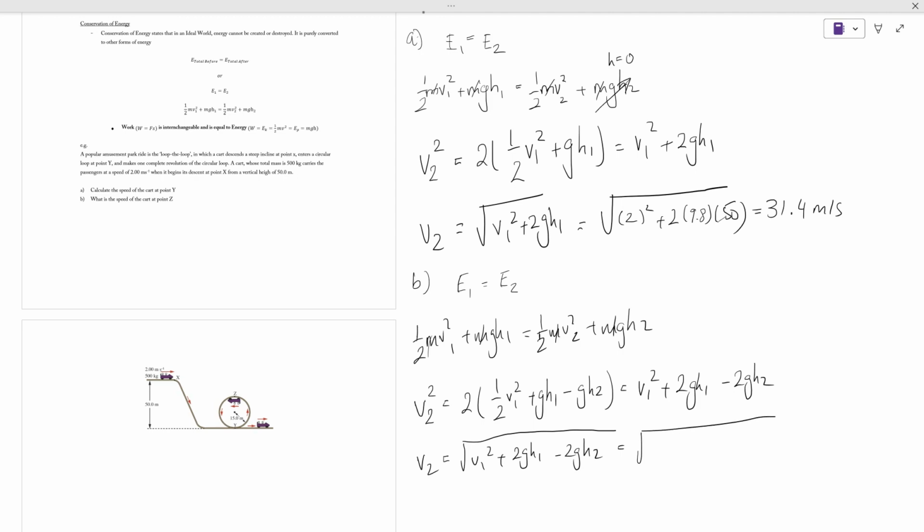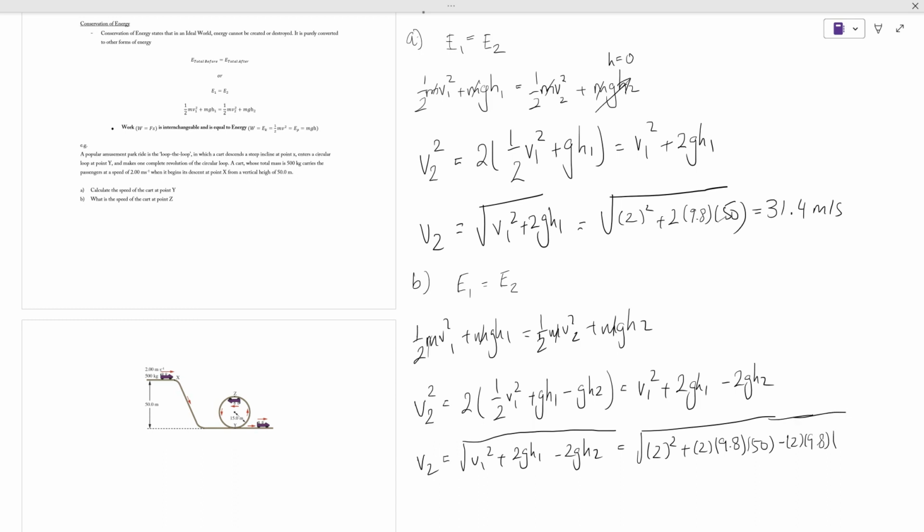So v1, once again, is just 2 meters per second. So we can just put that in. Plus, we've got 2 multiplied by, once again, gravity is always taken as 9.8. At height 1, it's at 50 meters. Take away 2 times 9.8. Now, this is the fun bit, right?